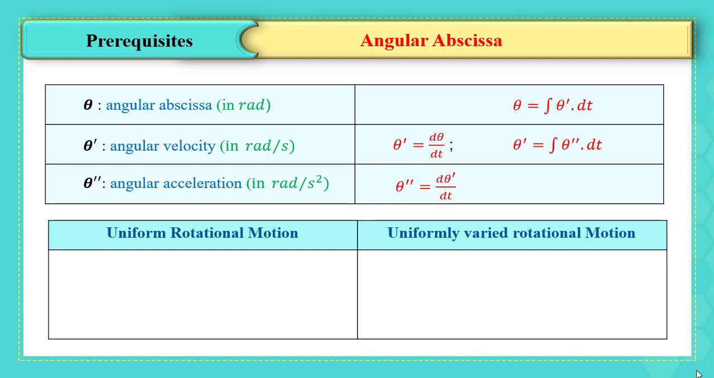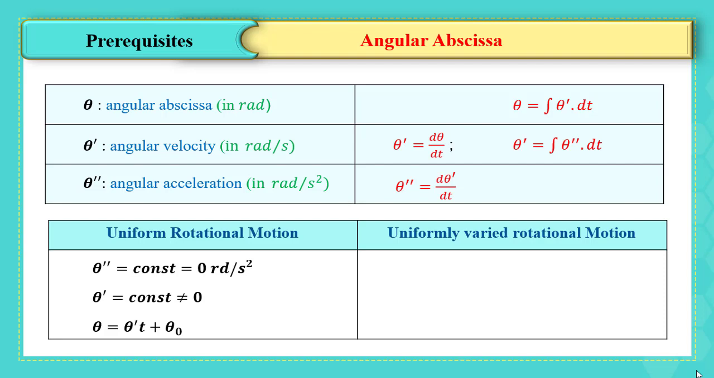Starting with the uniform rotational motion, we know that theta double prime is 0. Then the integral of 0 is a constant, and it is a non-zero constant. Then the integration of such constant is given as theta prime t plus theta 0, which is the angular abscissa at t equals 0.